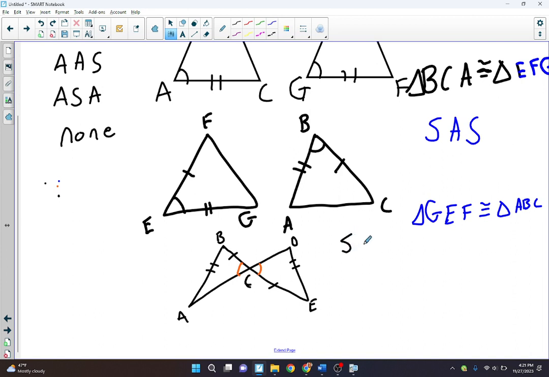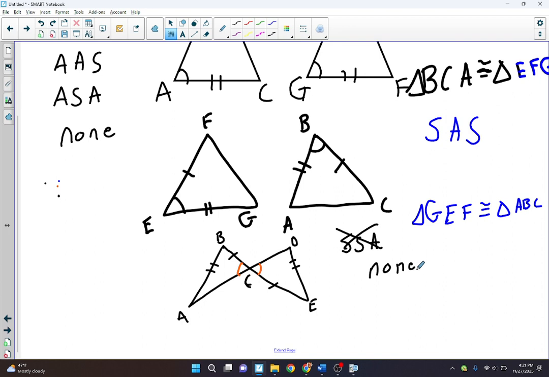Side angle, side side angle. Side angle. What's the problem? The angle's not in the middle. That's not a thing. The angle is not in the middle. Side angle is not a thing. So what is the conclusion I can make? None. This is a none situation.